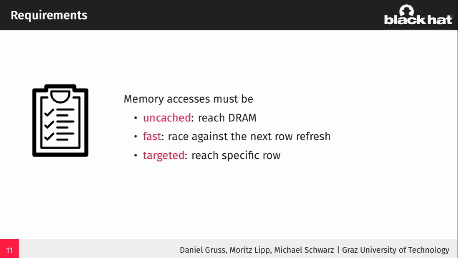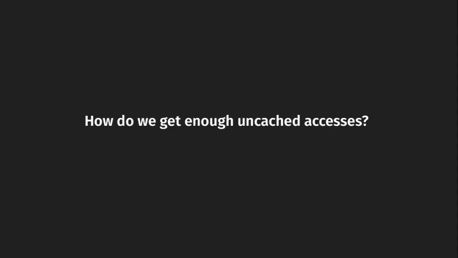What do we need to induce Rowhammer bit flips? We want to reach the DRAM, so we need to have uncached memory accesses. We need to bypass the cache somehow. This also has to be fast, and this is a problem because uncached memory accesses are much slower than cached accesses. And now we want to be fast so that we are faster than the next row refresh. And we also need to target the accesses, so we need to access the correct rows that trigger such bit flips. So the question arises, how do we get enough uncached accesses?